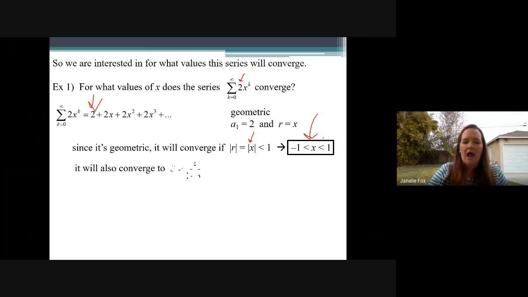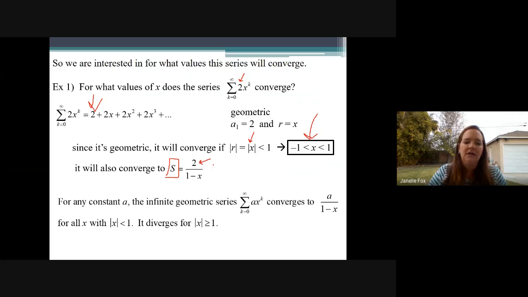Okay, so what will it converge to? Oh, that's when we use the geometric sum formula. The geometric sum formula says that you're supposed to take a sub 1 for the top and then over 1 minus the common ratio. Folks, that is the answer that we would put, okay? So in general, for any constant a, the infinite geometric series is going to converge to this. Well, yeah, that makes perfect sense, Mrs. Fox. That's the formula for an infinite geometric sum.